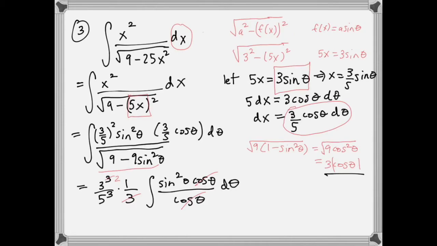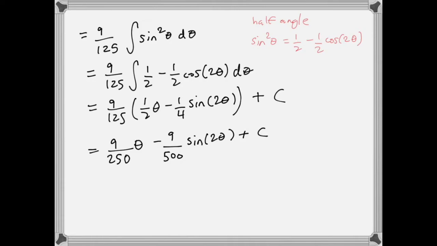So let me remember our original substitution. Let's use this right here. Remember, 5x is equal to 3 sine theta. So that means sine theta is equal to 5x over 3, right? So let's write this down. So if sine theta is equal to 5x over 3, we're ready to have a triangle here. There's our theta. We have 5x, and here we have 3, and so this is going to be 9 minus 25x squared.